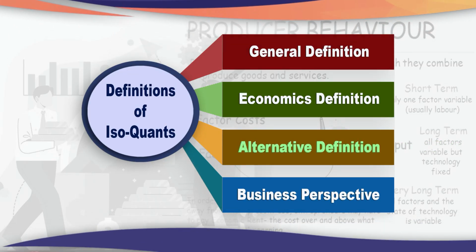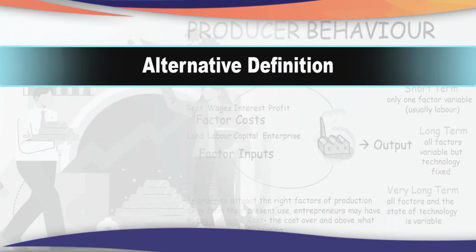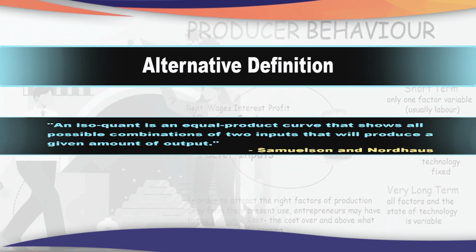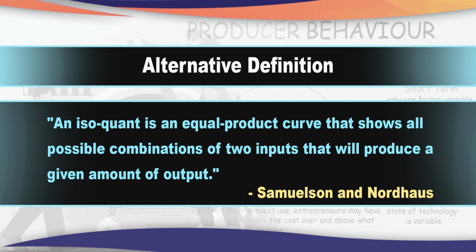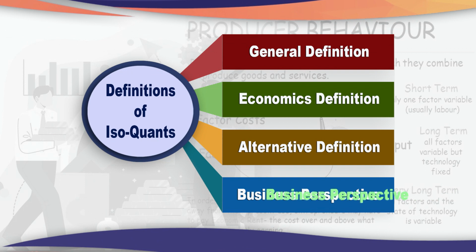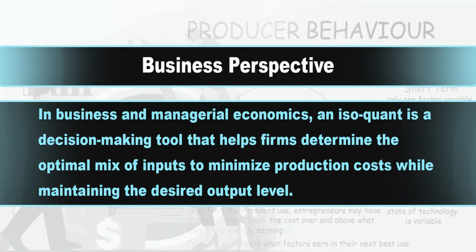Alternative definitions that we have for isoquants, particularly the one given by Samuelson and Nordhaus, is as follows. An isoquant is an equal product curve that shows all possible combinations of two inputs that produce a given amount of output. From the business perspective, in business and managerial economics, an isoquant is a decision making tool that helps firms determine the optimal mix of inputs to minimize production costs while maintaining the desired level of output.